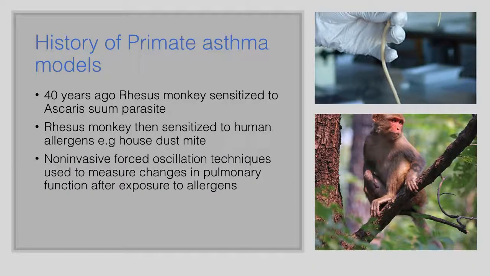Rhesus monkeys were first sensitized to the Ascaris parasite 40 years ago and later on sensitized to human allergens such as house dust mites. Exposure to these compounds was seen to trigger T-cell memory responses and increase immunoglobulin E levels.